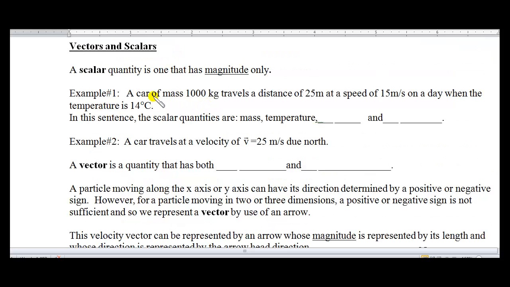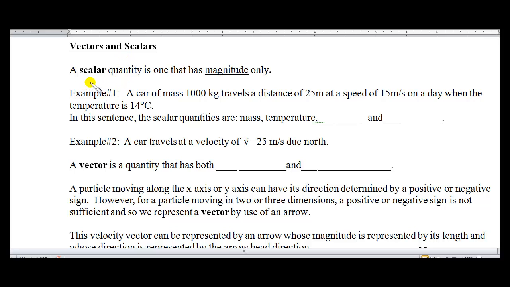Okay, let's start with today's topic. Today's topic is vectors and scalars. Vectors and scalars, we'll be talking about vectors and scalars throughout the rest of the year. They're one of the most important concepts in physics.